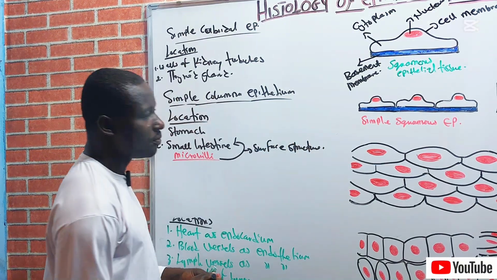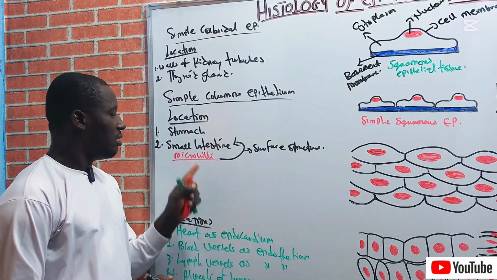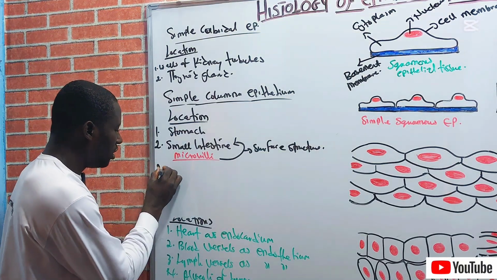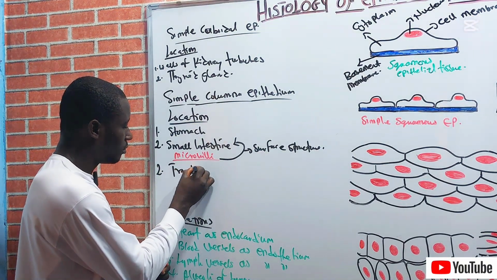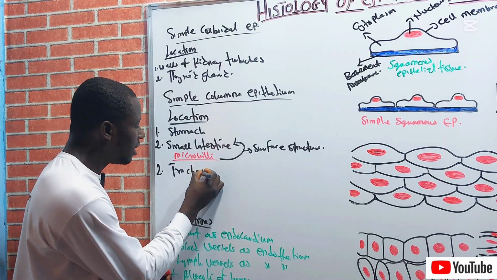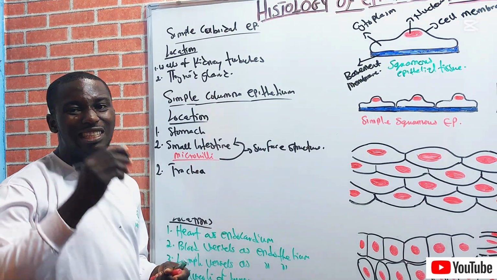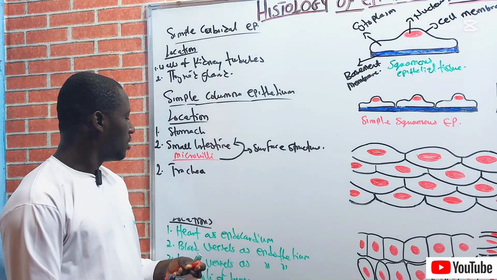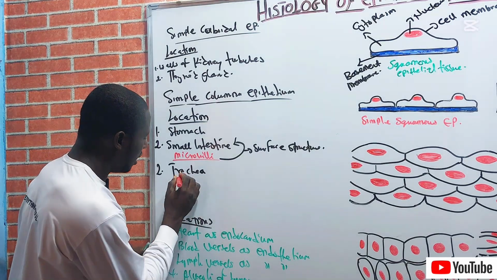The surface structure, you get, is the what? Microvilli. The next place it is found is the trachea. It is found in the trachea with a surface structure. The surface structure of the simple columnar epithelium in the trachea is the cilia.